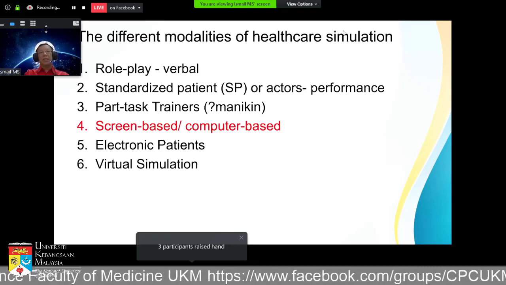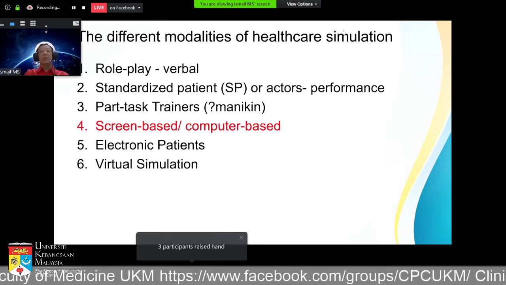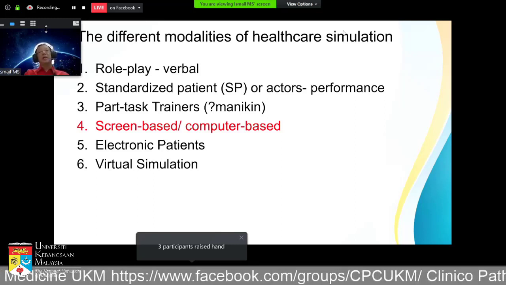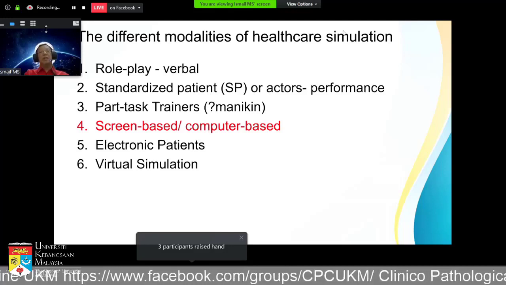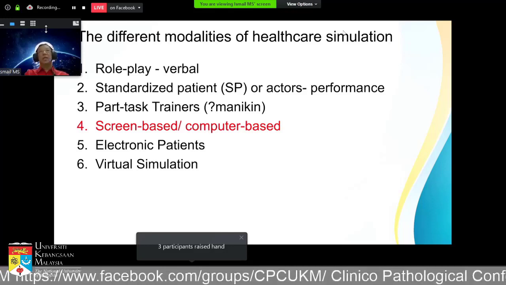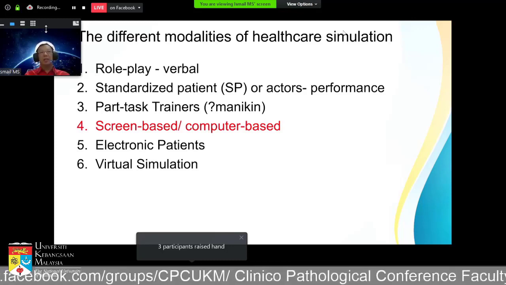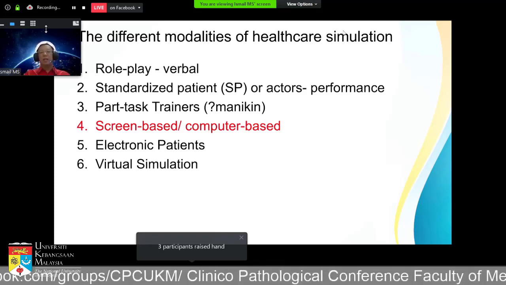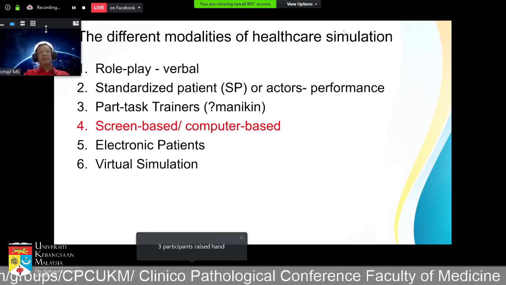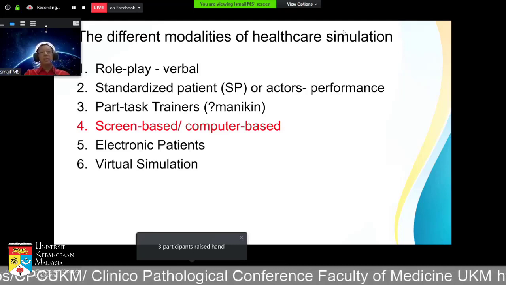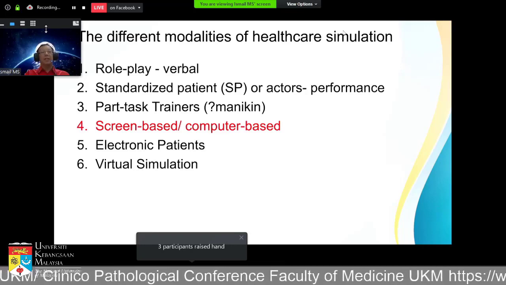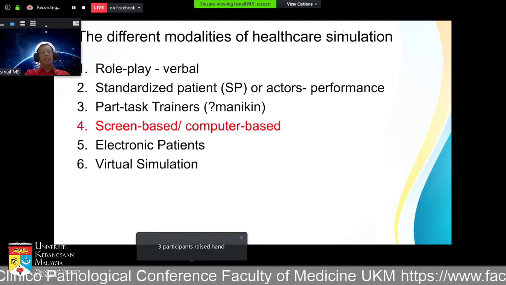And during this pandemic, screen-based simulations or computer-based simulations actually come in very handy. Next is electronic patients. For example, this is where a mannequin with a lot of electrical systems inside can breathe for you, can talk to you, can have a pulse, you can do certain procedures on it, and it can even cough and bite your fingers.